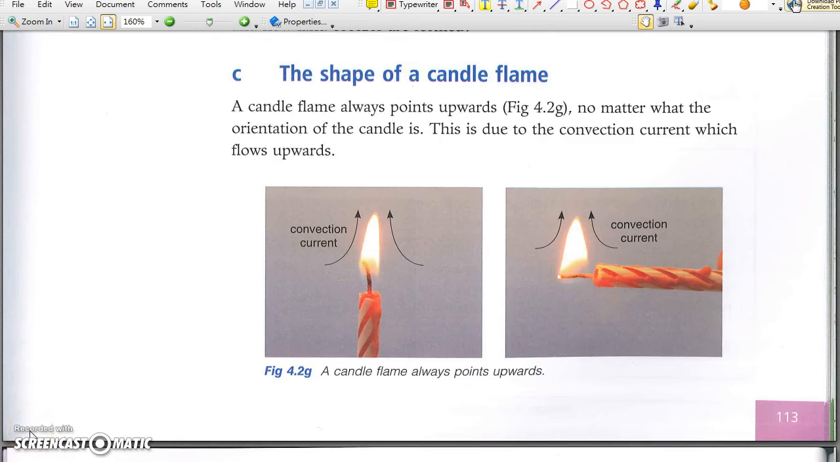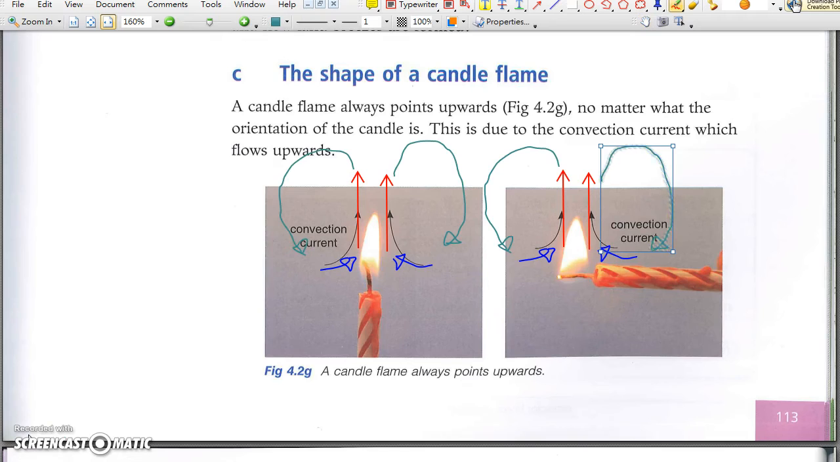C. The shape of a candle flame. You should be familiar with the shape of a candle flame. A flame is hot and the surrounding air is heated up easily. The air expands and its density is reduced. It rises and cold air in the surroundings moves in and replaces it, creating a convection current eventually.